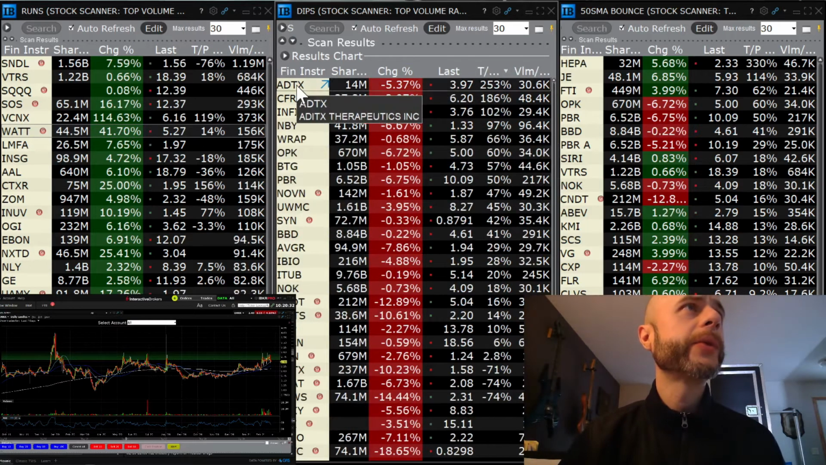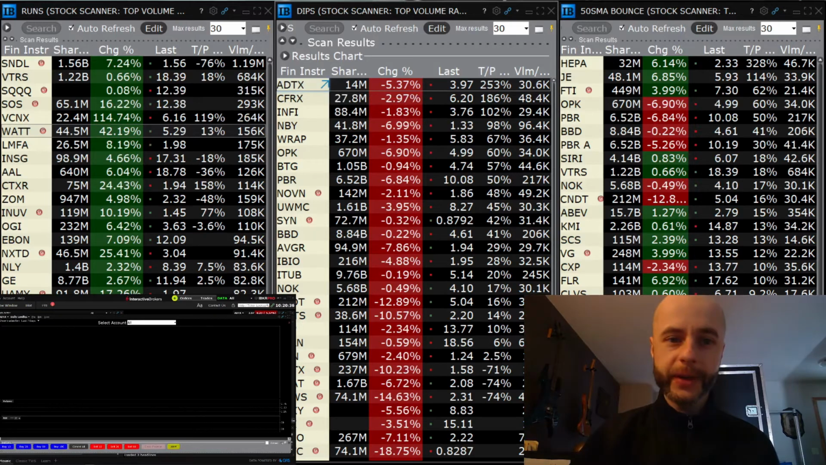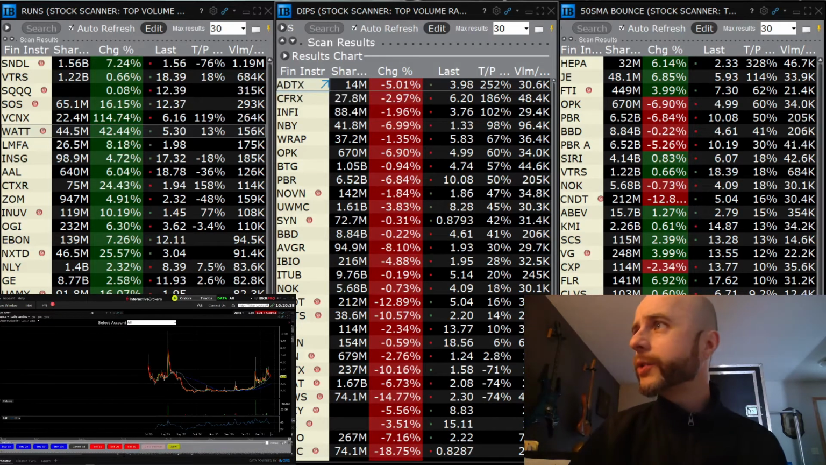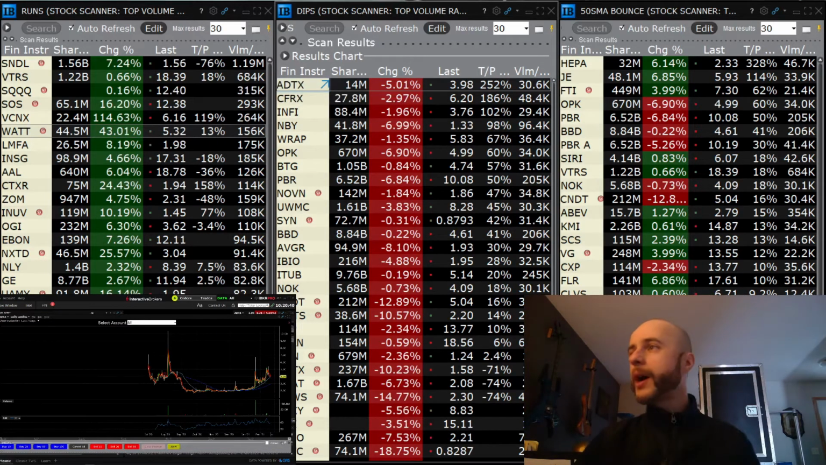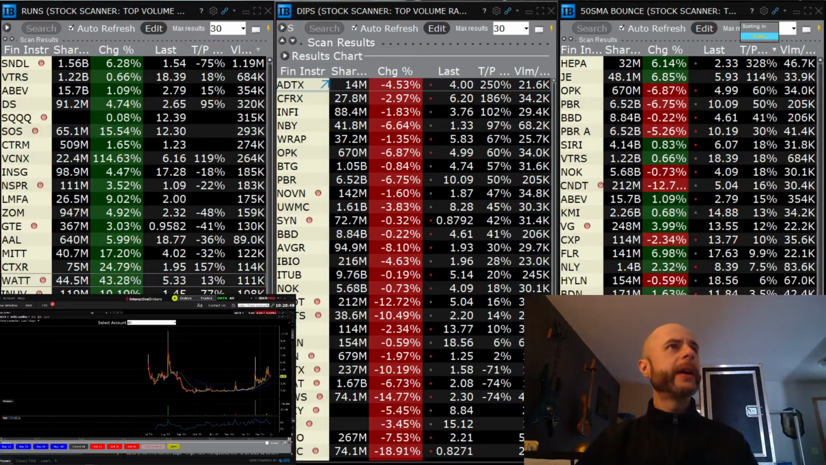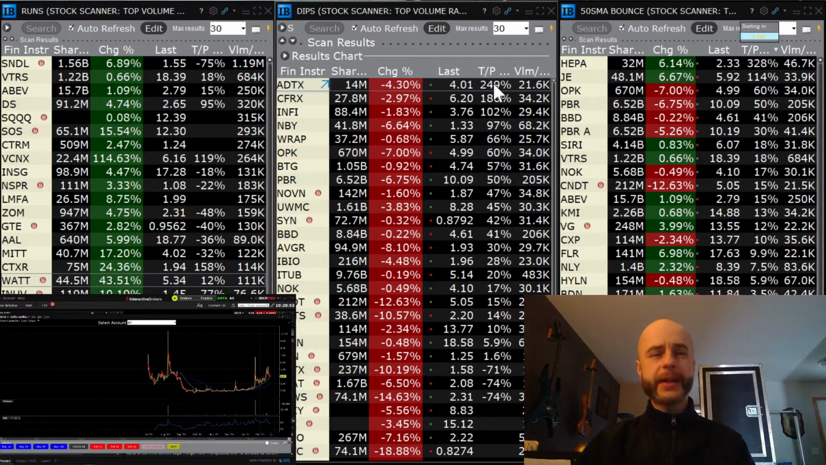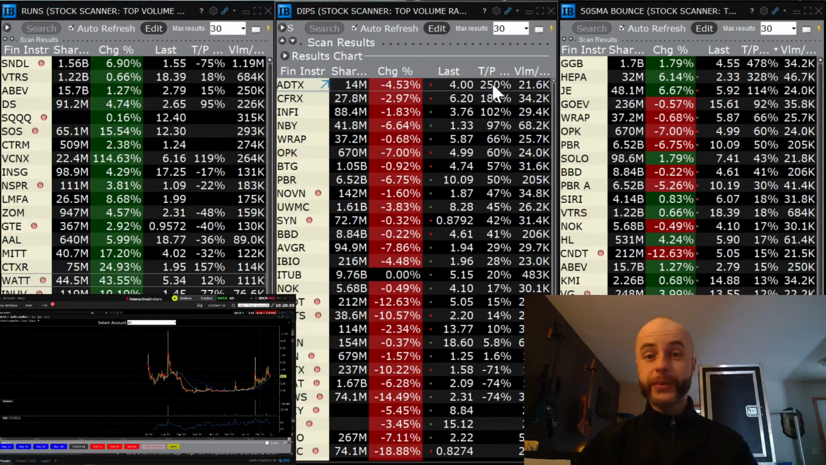ADTX, there's another one with a 14 million float. The minute I see a float like that, all of a sudden I am interested. So I can see here that it's basically riding its 20 SMA. So this is something that I'm likely going to call out to the group here on this dip. ADTX, very bullish analysts. I can see that very easily just from this chart.